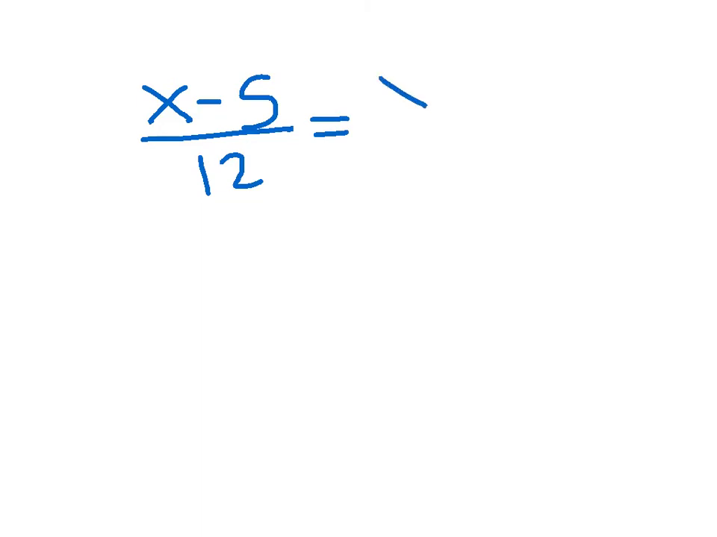For practice problem number 3, I would like you to solve the following proportion. X minus 5 over 12, or x minus 5 to 12, is equal to x plus 2 to 5. So go ahead and solve that proportion and write your solution in the form below. Okay, now we're going to move on to proportion word problems.